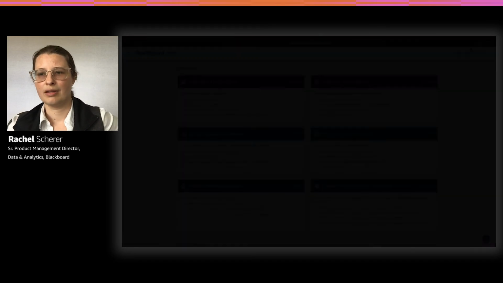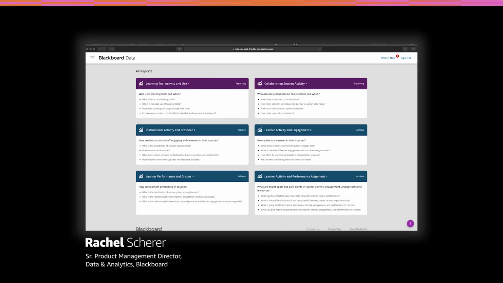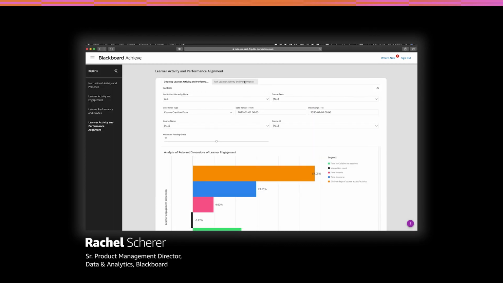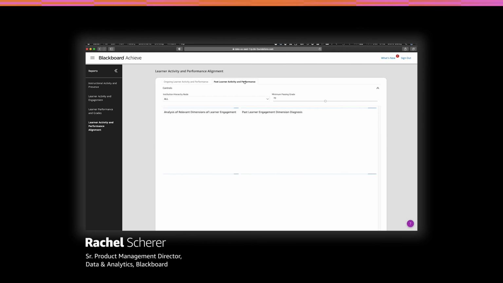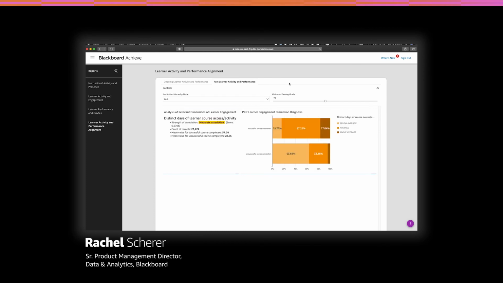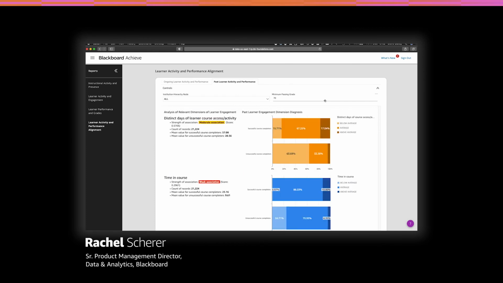So let's take a look at what this looks like. What you're seeing here is the user interface for the Blackboard Data platform, and this is where all of our reports for academic leaders are being surfaced. Now, Blackboard Achieve enables academic leaders to create that optimal learning environment by supporting strategic decisions. Here we can identify student engagement metrics that align with institutional academic performance across the platform and across the whole organization.